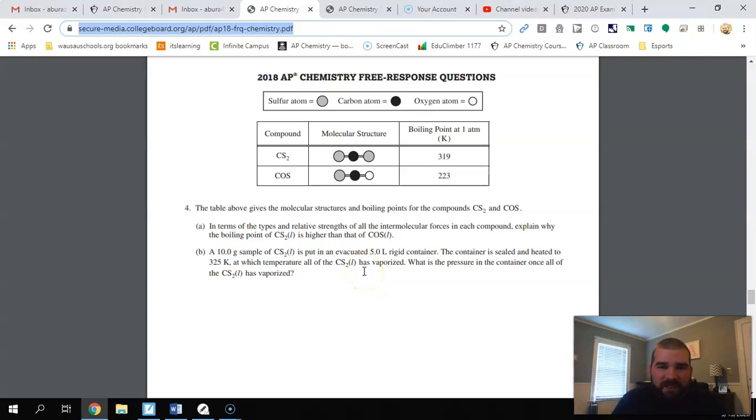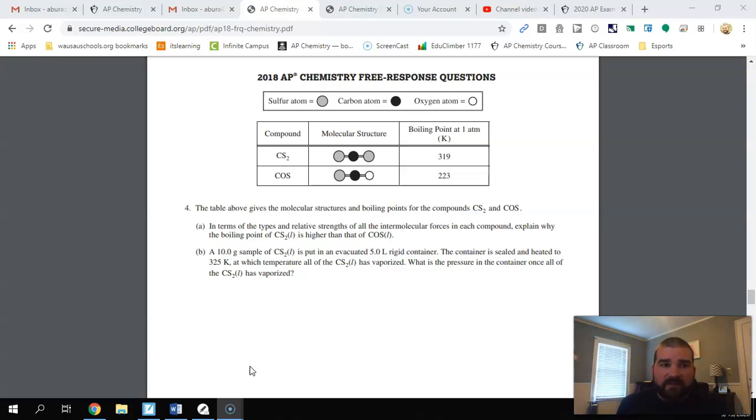Okay, so number 4. They have two molecules for us. They have CS2 and they have COS. They have pictures of those, and they're both linear molecules with carbon in the middle. The one has a sulfur on either side, the other one has an oxygen on one side and a sulfur on the other. And so, part A here is asking, in terms of the type of relative strengths and of all the intermolecular forces in each compound, explain why the boiling point of CS2 is higher than that of COS.